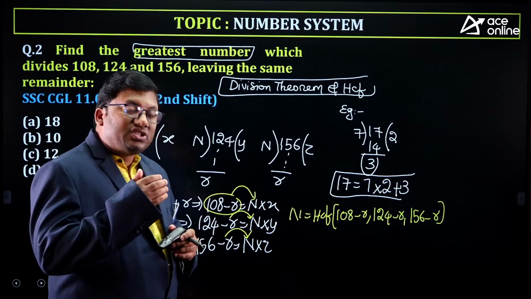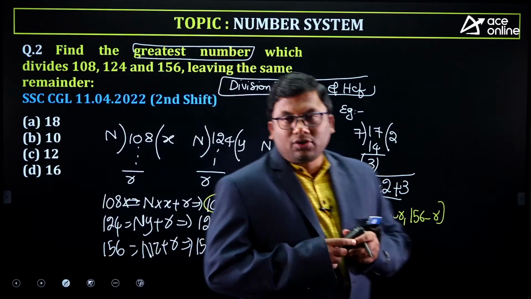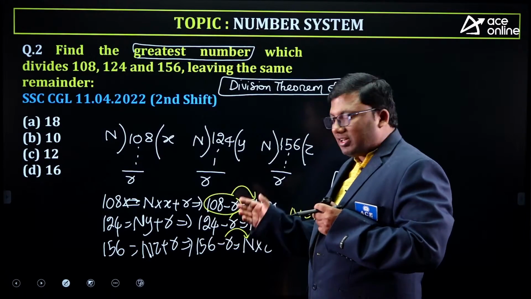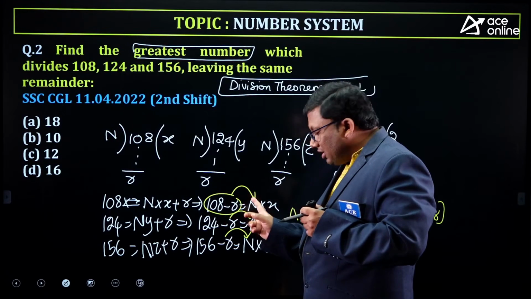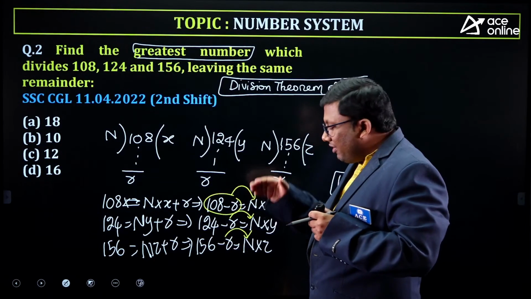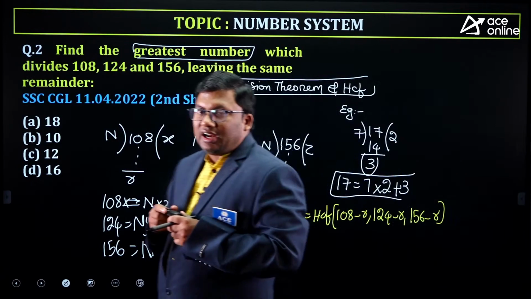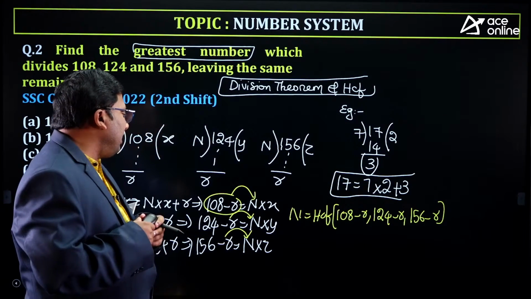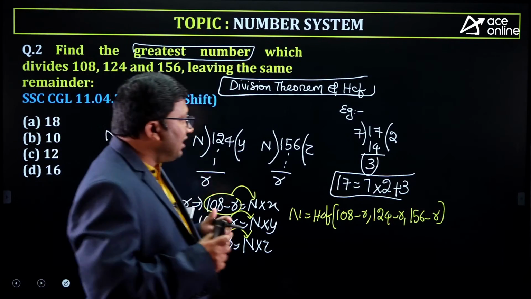Why is it HCF? I want the largest number, and it is clearly visible that n is a factor of this number, n is a factor of this number, and n is a factor of this number. All are natural numbers here. The factor common to all three numbers is the HCF of 108 minus r, 124 minus r, 156 minus r. Till here it is clear.